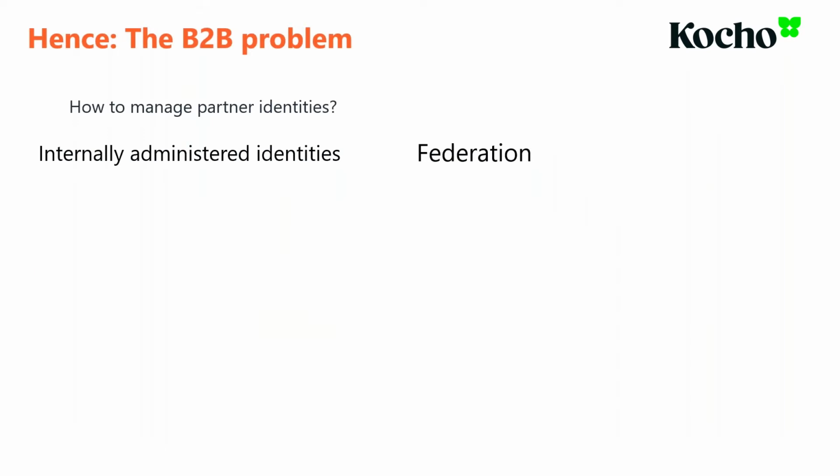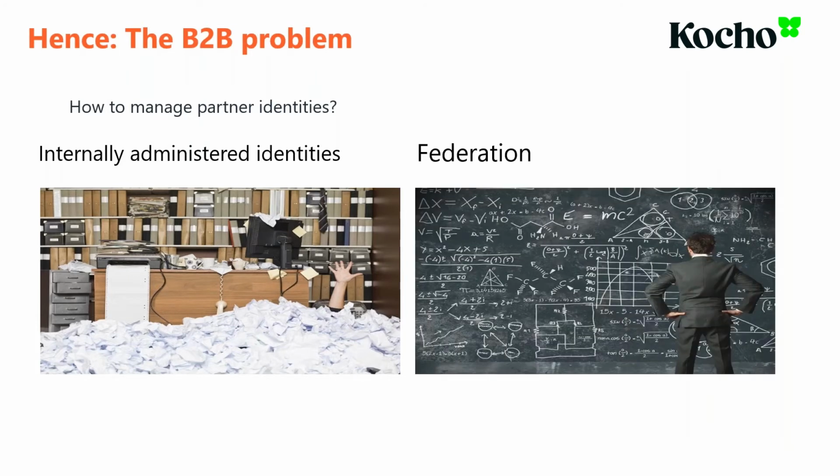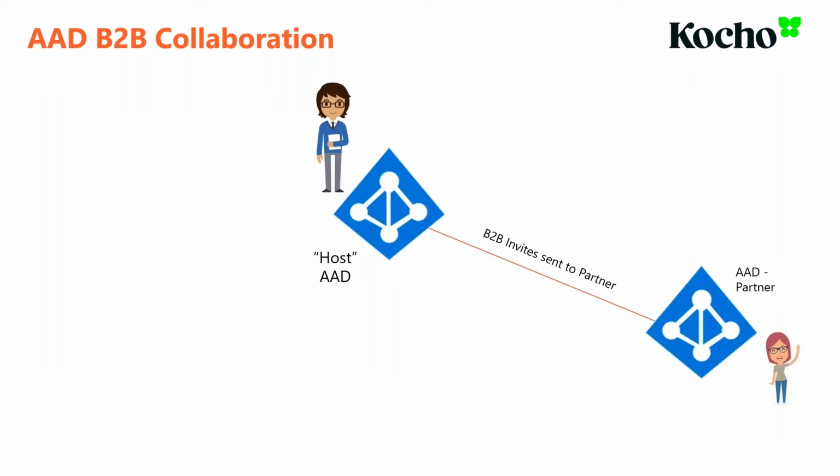So we have the two scenarios of local identities, which get messy, and federation, which can be very complex and cost a lot of money. So what Microsoft have done with collaboration is, based on Azure Active Directory, enabled IT administrators to invite external users. The externals can have Azure Active Directory, they don't have to, but ideally they have Azure Active Directory and they'll get an email invite.